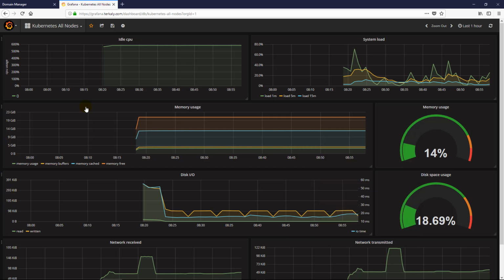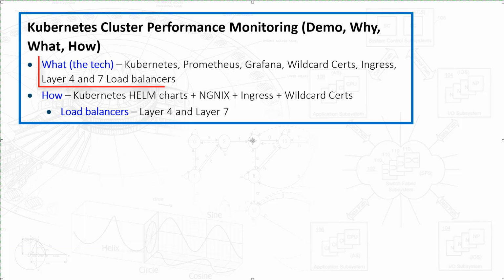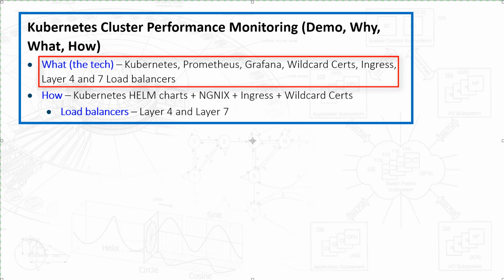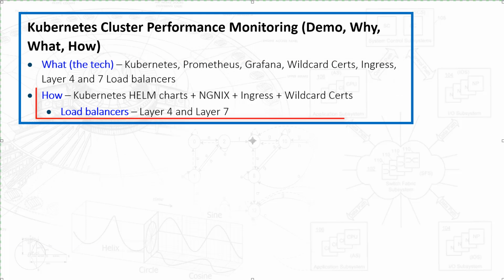So the technology stack here is pretty simple. We're going to be talking, of course, about Kubernetes, Prometheus, Grafana, but there's also the notion of wildcard certificates, ingress controllers, along with Nginx, layer 4 and layer 7 load balancers. Now the how here is pretty simple. We're going to basically leverage Helm along with some custom YAML files or manifest files for Nginx and the ingress controller. Now I'm assuming you saw my other video on wildcard certificates, easy to find.